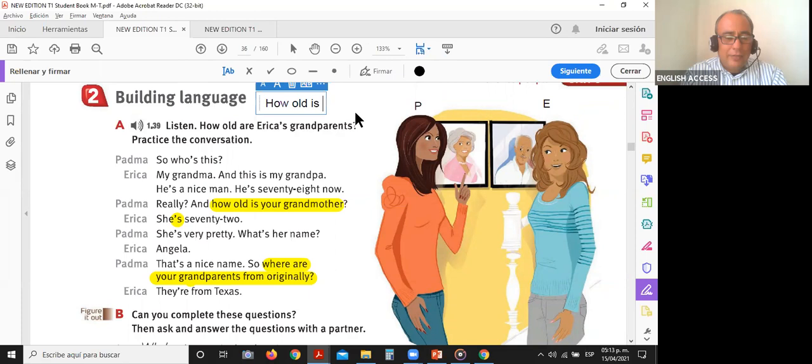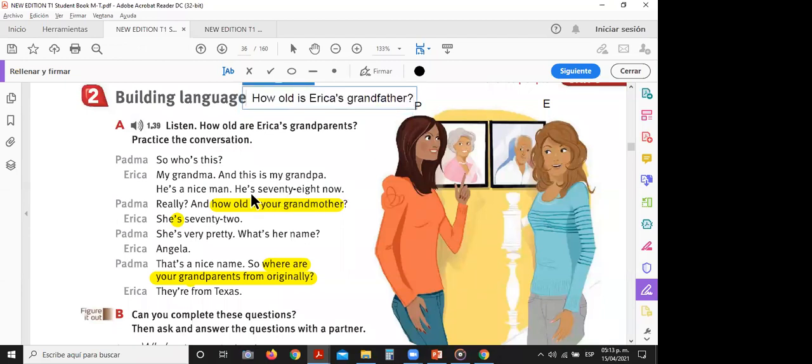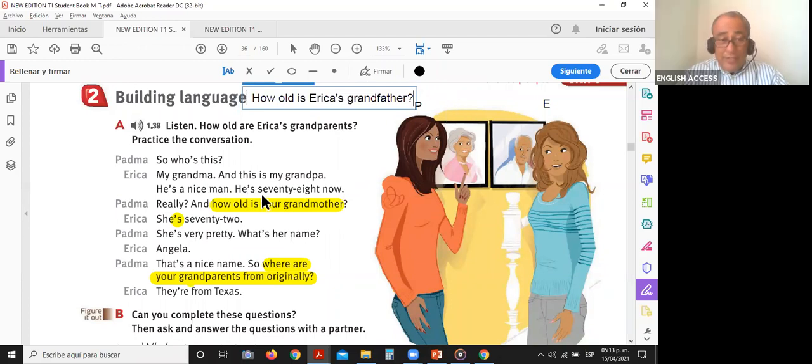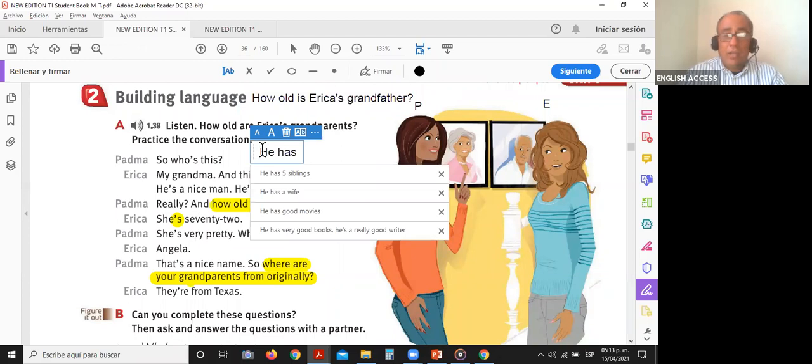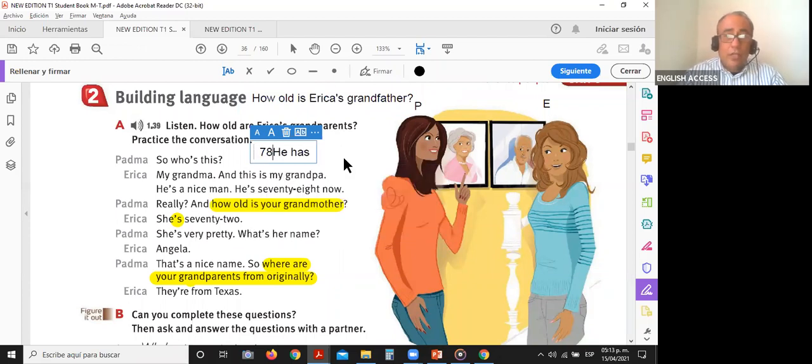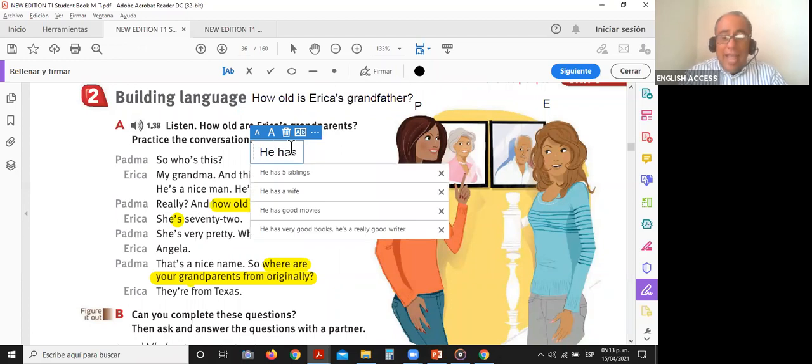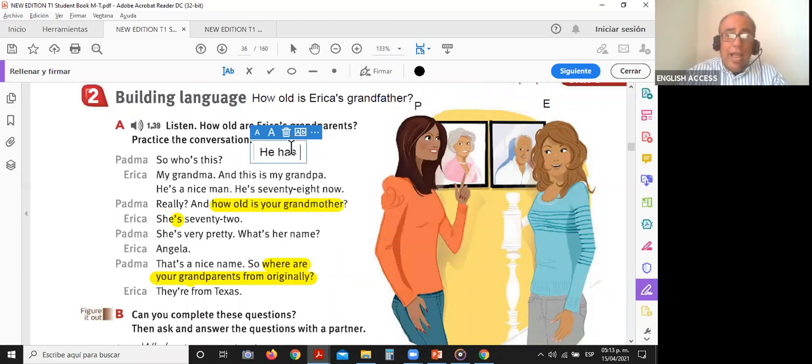How old is Erika's grandfather? And you say the answer. What is the answer, Fatima? He's 78. He's 78. You see, she is not saying he has 78. No, that is incorrect. She's not saying she or he has. We don't use has to say the age. It's incorrect.